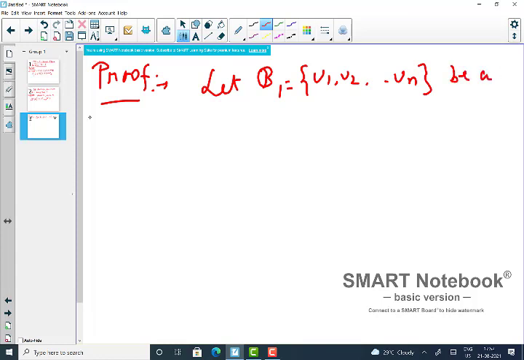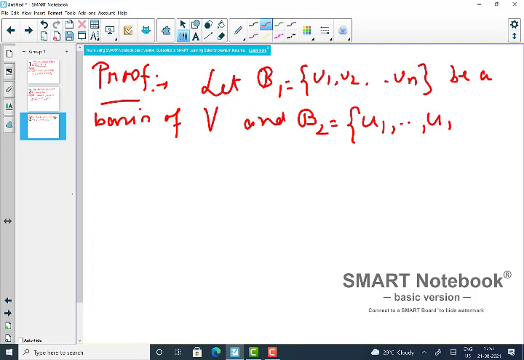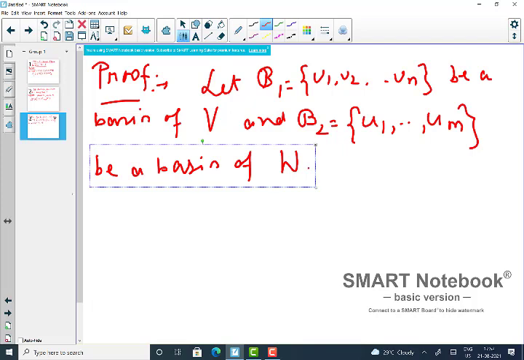be a basis of V, and let me write down B2, which is u1, u2, up to um, be a basis of W, because W has dimension m, so I wrote m vectors inside B2, and similarly for B1. Given these bases, we know how to write down the matrix representation for a linear map from V to W. So I am going to take help from that representation only.